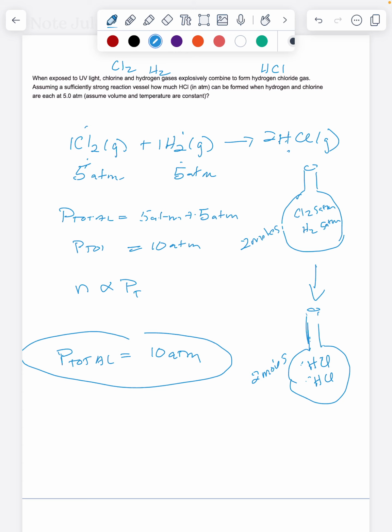I'm trying to think, this was a tricky one, and I'm trying to think if there's a better way to describe it. But basically, all things being equal, if you have the same number of moles, the pressure will be the same. And because we had 2 moles of gas on this side, and then when they all react, we have 2 moles on this side, the pressure will be the same.